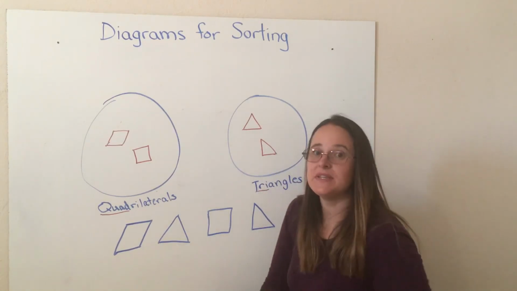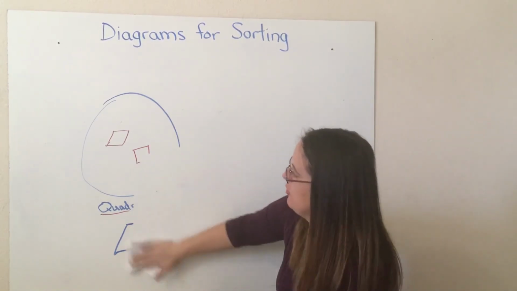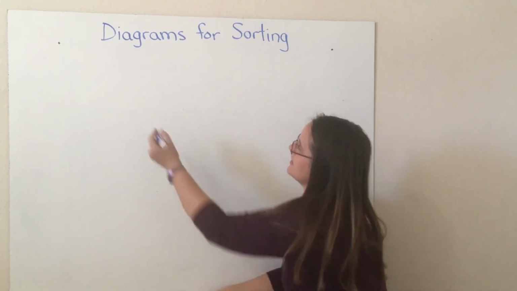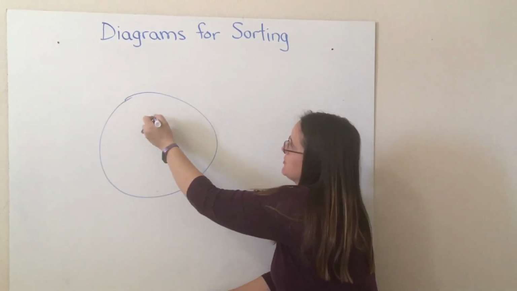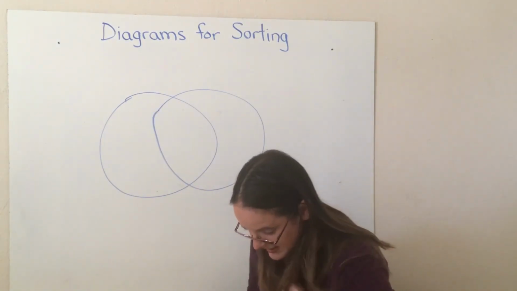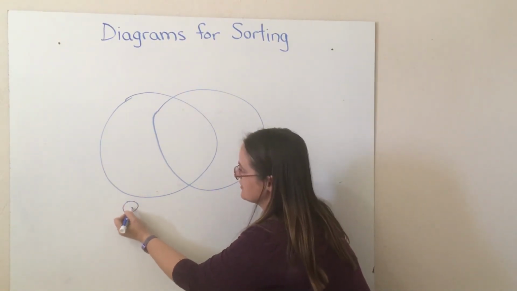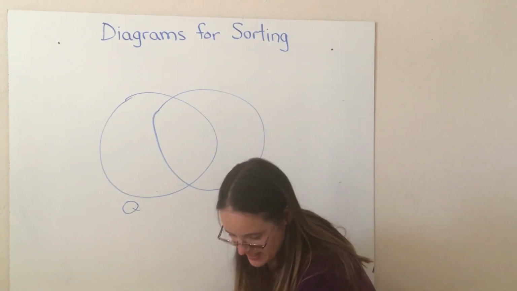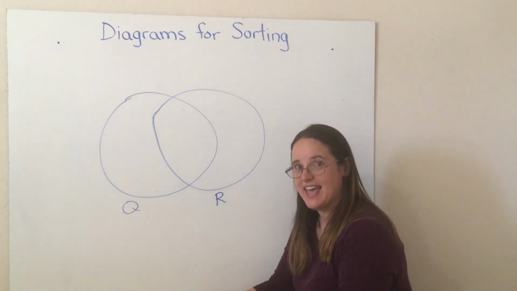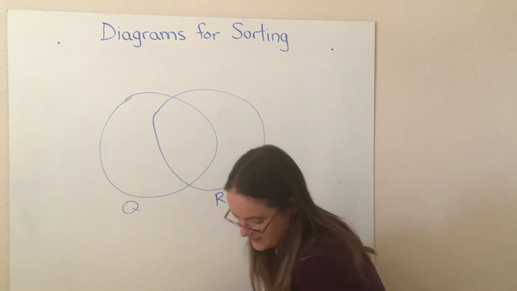Problem B. This one does say draw a Venn diagram. So for this problem, we'll need to make overlapping circles. There's circle number 1 and circle number 2. Label 1 circle Q for quadrilaterals again, and label the other circle R for shapes that have a right angle. Then draw these shapes in the correct parts of the circle.